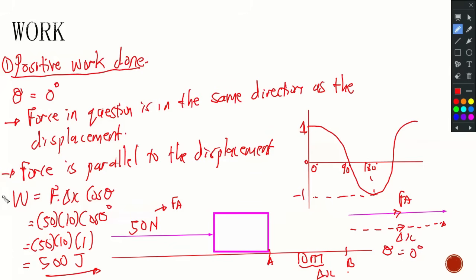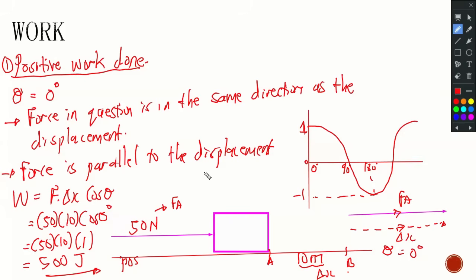So we say that the force applied here is doing positive work, because as we can see, our work here is positive, right? The magnitude of the work done is positive. And again, we can see that the force in question was in the same direction as the displacement, and it is parallel to the displacement. So that is positive work done.